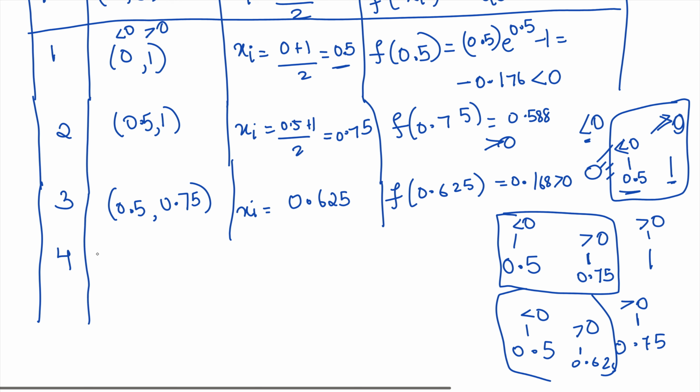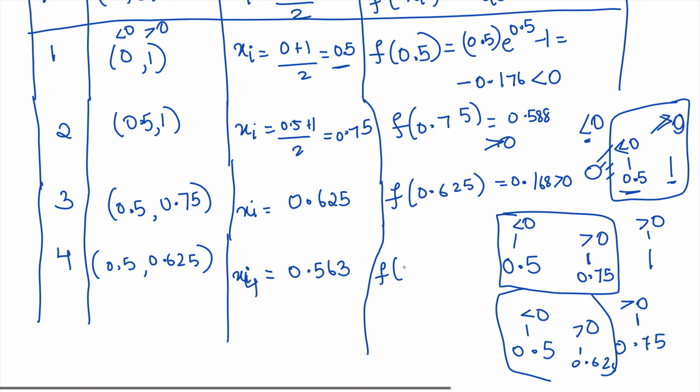So now the fourth one is 0.5, 0.625. And what would be our xi? Actually, since this is I is 1, here we should actually write it as x1, x2, x3 and x4. So x4 is 0.5 plus 0.625 divided by 2, which gives us 0.563. I am rounding to 3 decimals as mentioned in the question. Now what is f of 0.563? This is minus 0.011, which is less than 0.